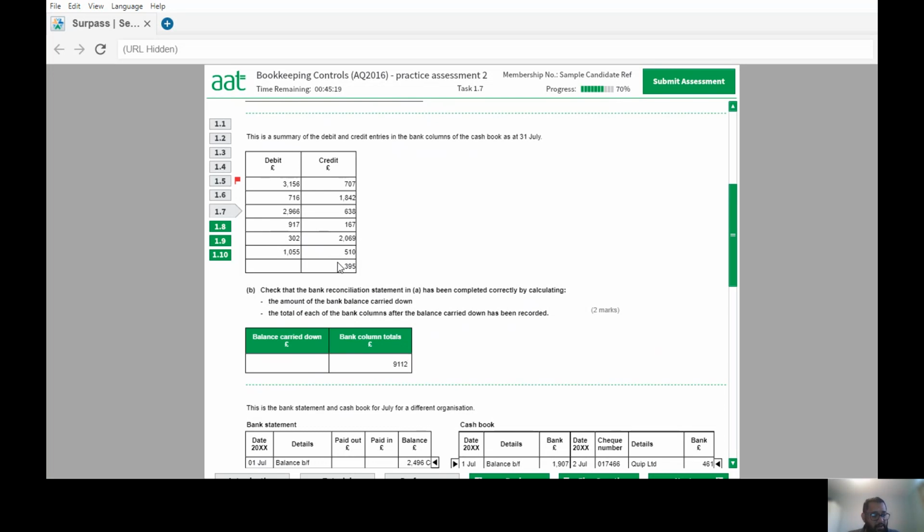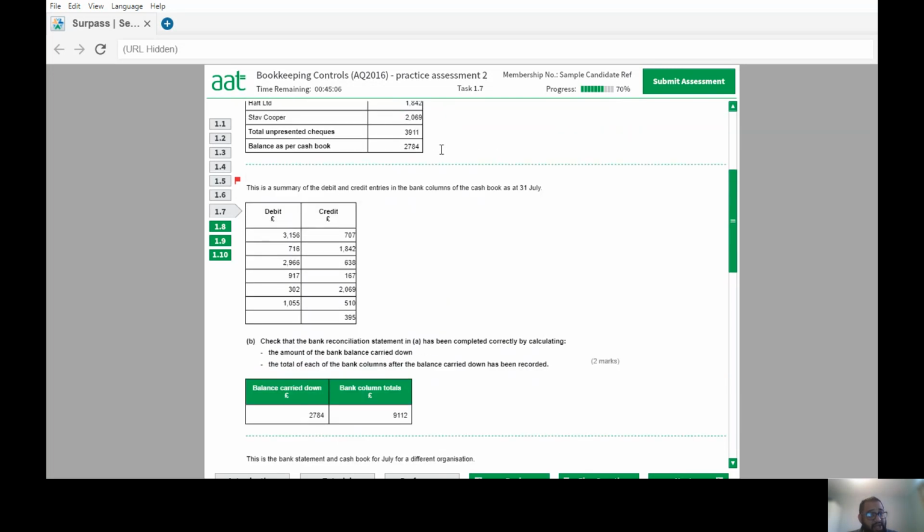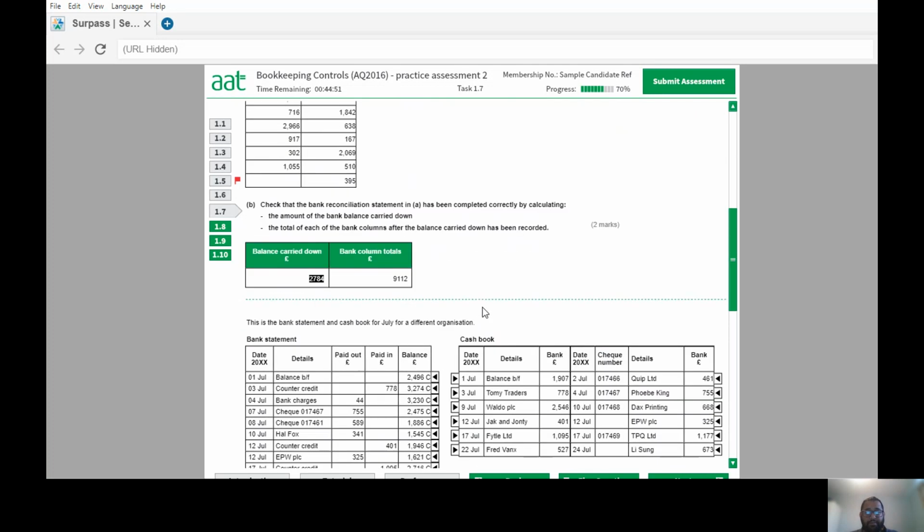167, 2069, 510, and then 395. I'm getting a value of 2784. Check whether the balance is matching as it is. See that balance and that balance both are correct. Okay. So that is done now.